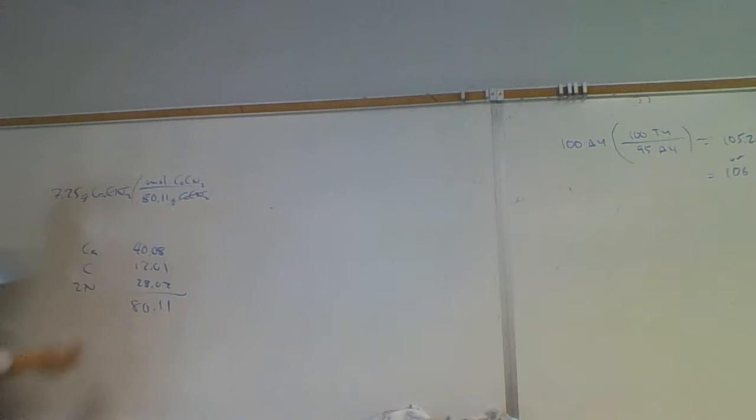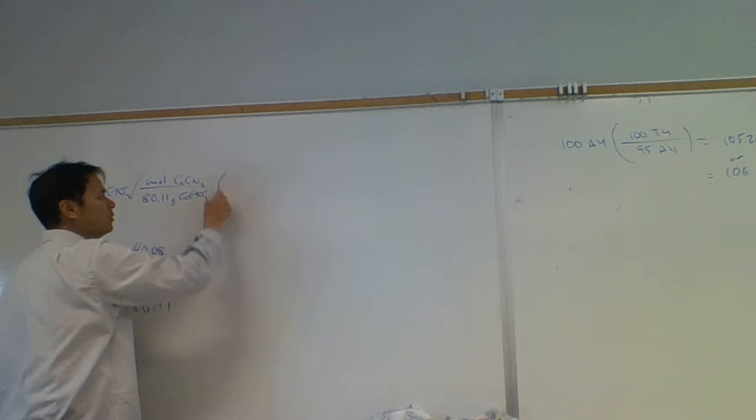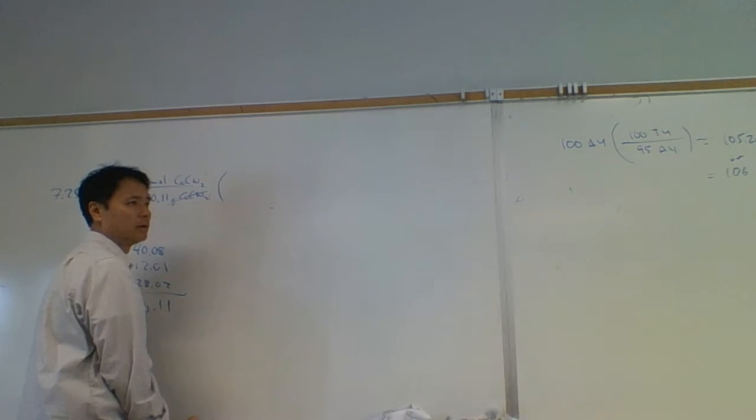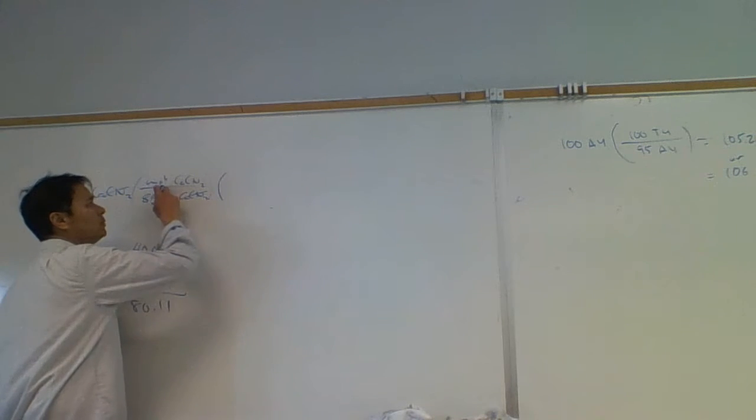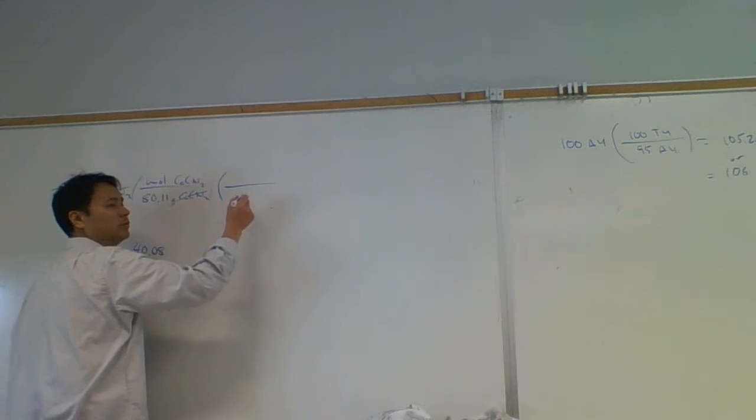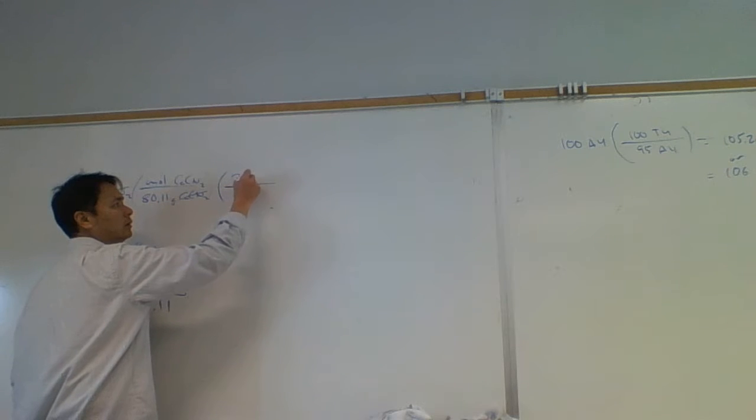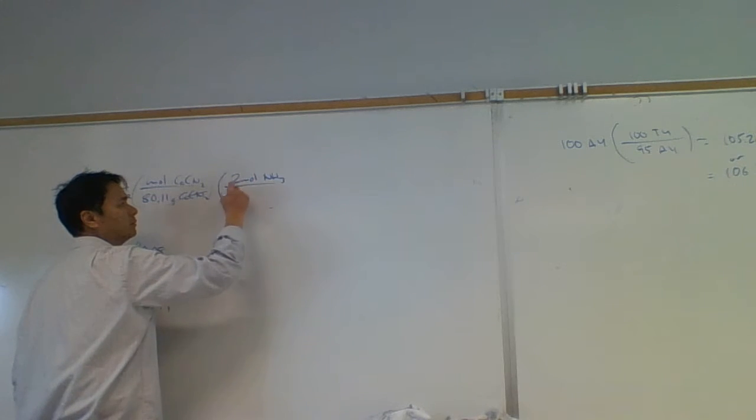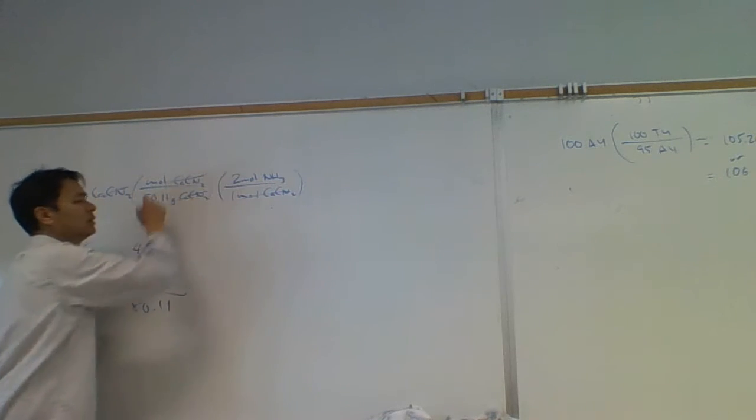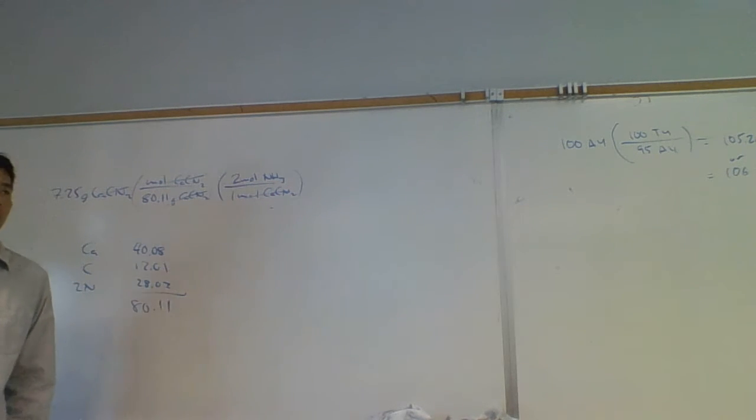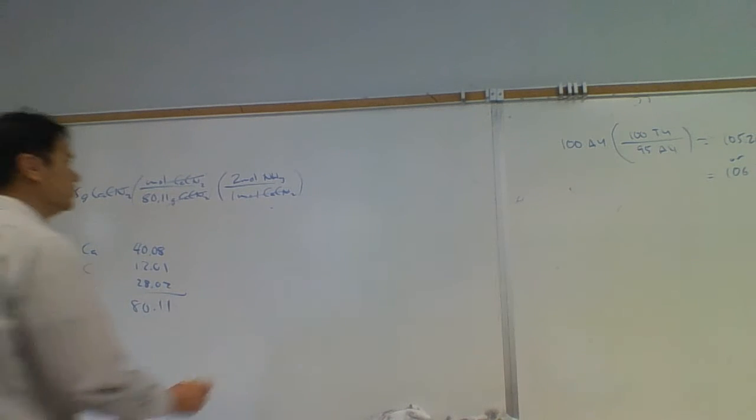CaCN2 cancels. And then we go from moles of calcium cyanamide to, what are we after here? Ammonia. So we're going to go from moles of calcium cyanamide to moles of ammonia. What's the mole ratio here? There's 2 moles of ammonia produced for every 1 mole of calcium cyanamide. So now we have moles of ammonia.